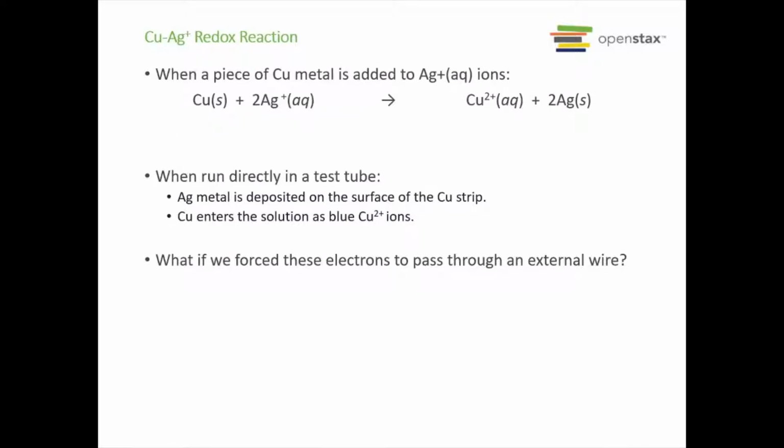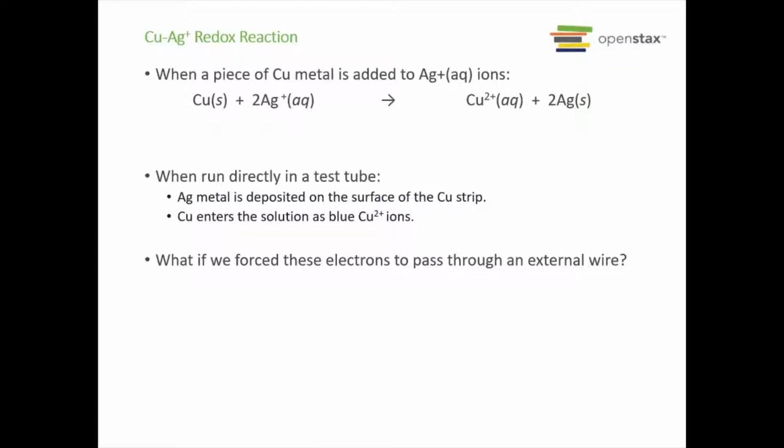So let's first think of adding a piece of copper metal to a solution with silver ions. What happens is a replacement reaction, a single replacement reaction, in which the copper dissolves to become copper 2 plus ions, and the silver actually precipitates out as solid silver. So if you were to do this directly in a test tube, the silver metal deposits on the surface of the copper metal strip. And then the copper enters the solution and becomes this beautiful blue copper 2 ion solution.